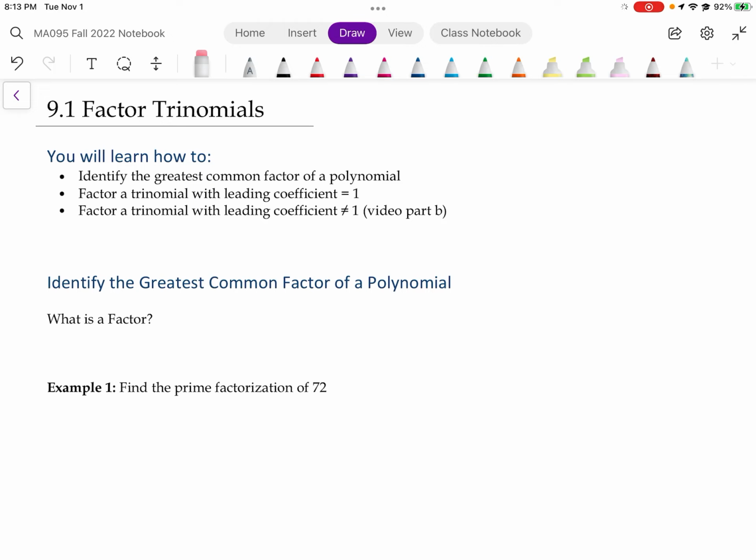All right, so what is a factor? The best way to explain this that I have heard is it is a building block of multiplication. All the factors multiply together to make the thing that they multiply to. They build up to make the product.